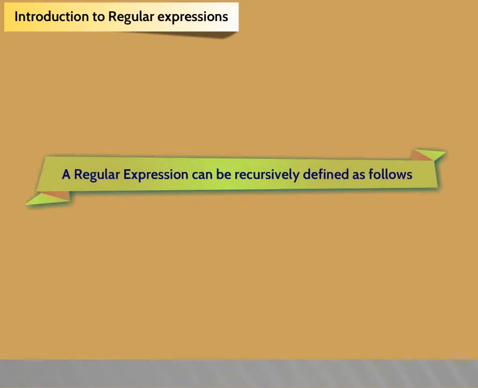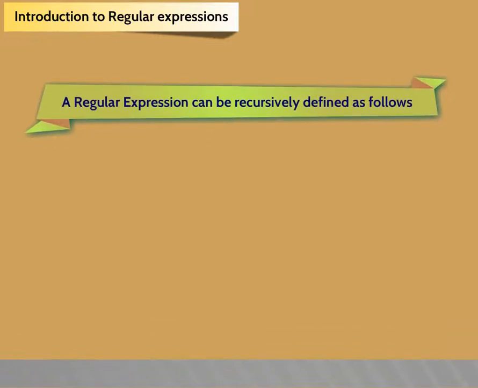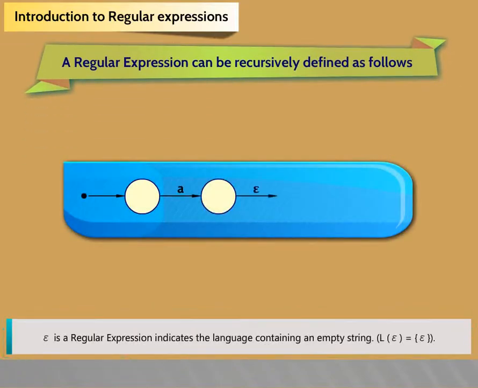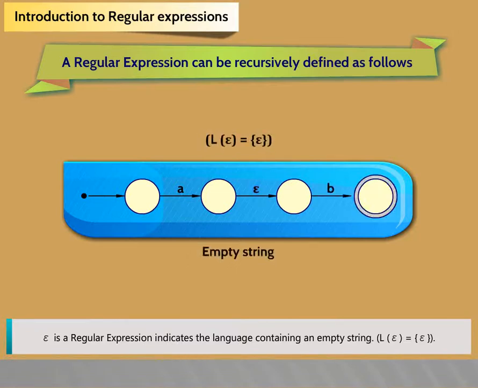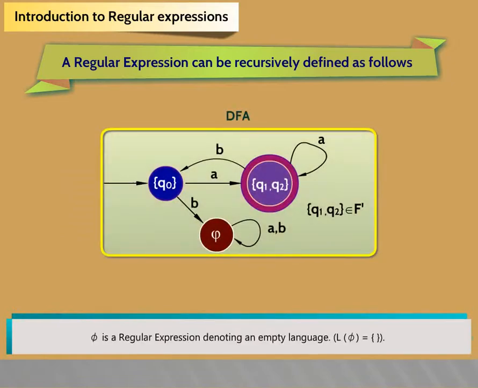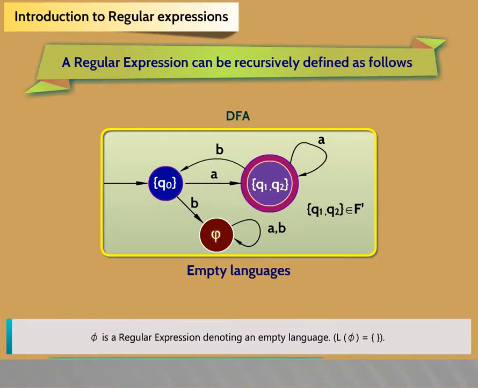A regular expression can be recursively defined as follows. Epsilon is a regular expression indicating the language containing an empty string. L of epsilon is equal to epsilon. Phi is a regular expression denoting an empty language. L of phi is equal to null.